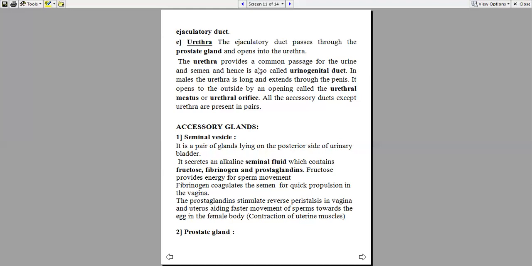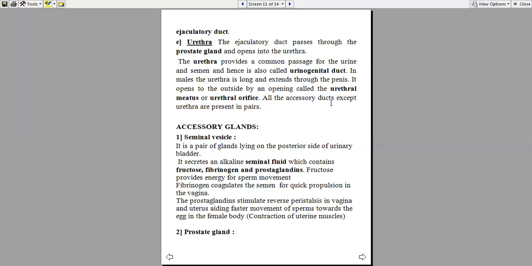Urine and semen both have this common passage in males, and that is the reason it is called the urinogenital duct. In males, the urethra is long and extended to the penis. It opens to the outside by an opening called the urethral orifice or urethral meatus. The opening of the urethra is called urethral meatus or urethral orifice.